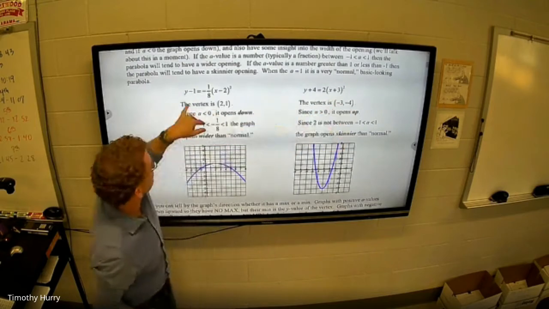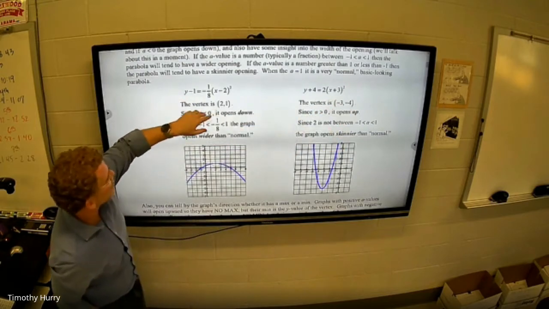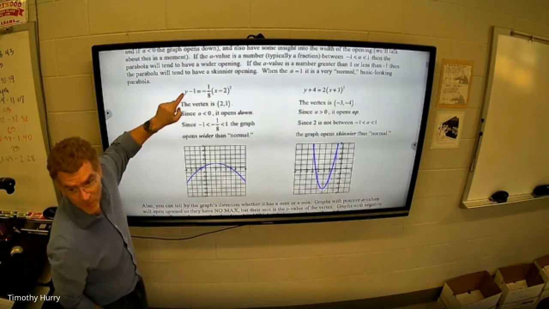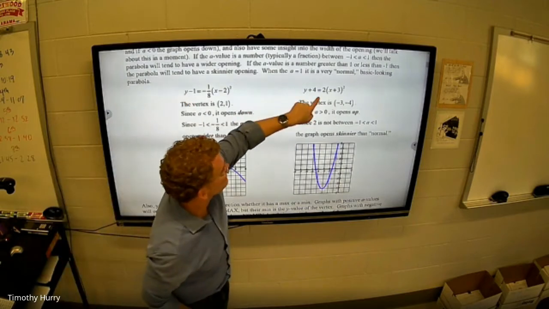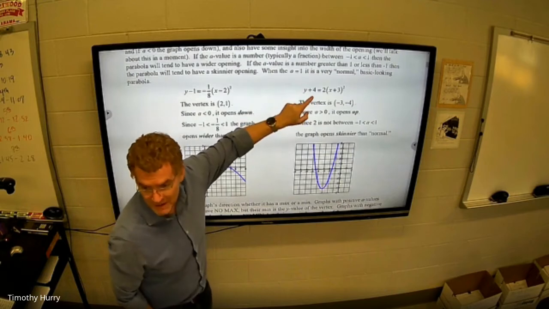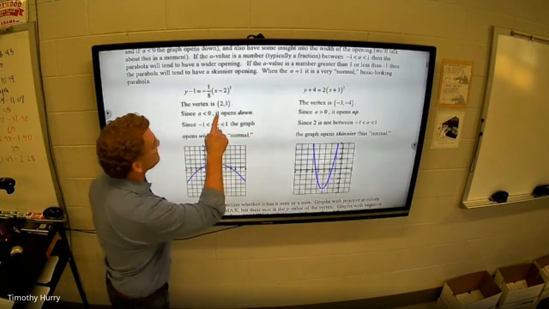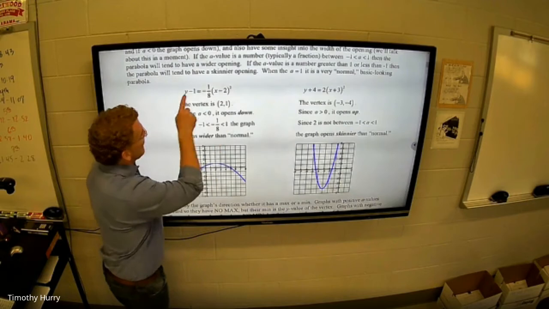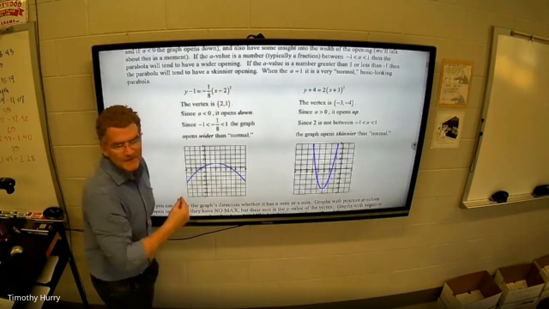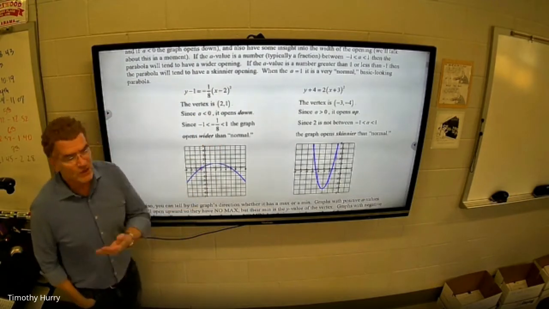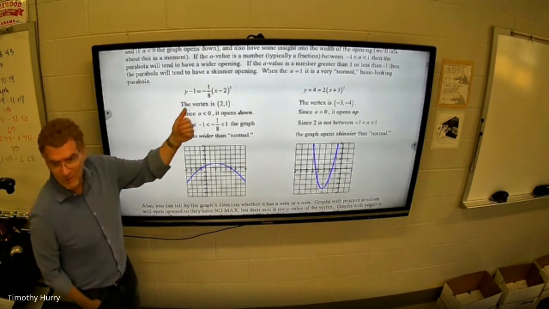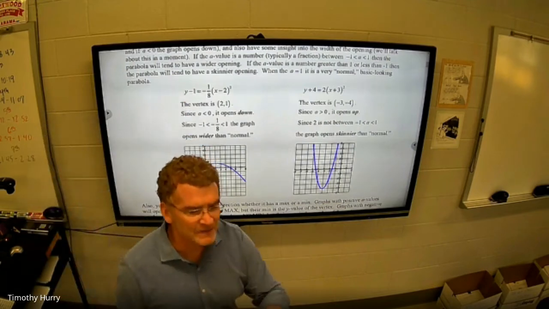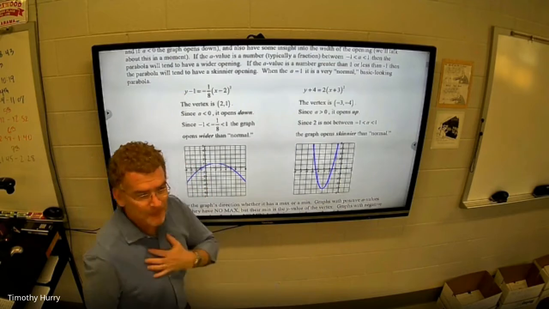So, and the same thing with the Y. If that's a Y minus 1, then the K value is 1. If that's a Y plus 4, the K value is negative 4. So from that number that you're subtracting from X, and from the number you're subtracting from Y, that's your vertex. But you can only find that if it's in this form. Now, you can find it if it's in the other form. I'll show you a trick to that, but not right this second.